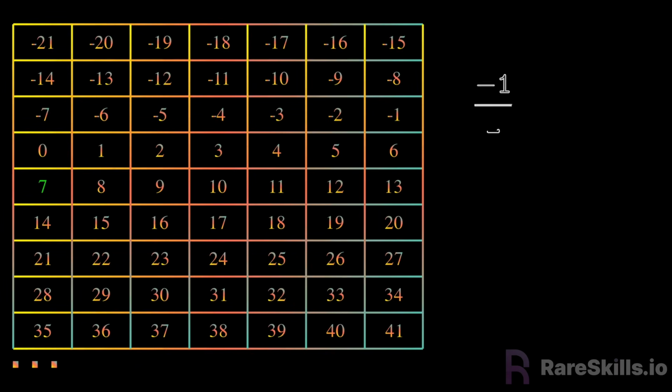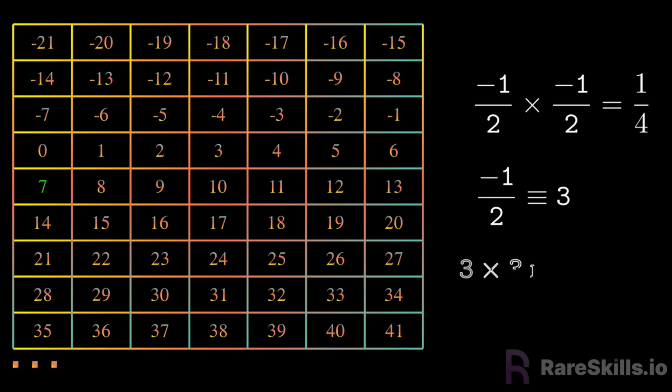What about negative 1/2 times negative 1/2? We saw from the previous example that negative 1/2 is congruent to 3. We know that we expect the answer to negative 1/2 times negative 1/2 to be positive 1/4. Well, if we use Python to compute the multiplicative inverse of 4, we get 2. And indeed, it is the case that 3 times 3 is equal to 2 modulo 7.